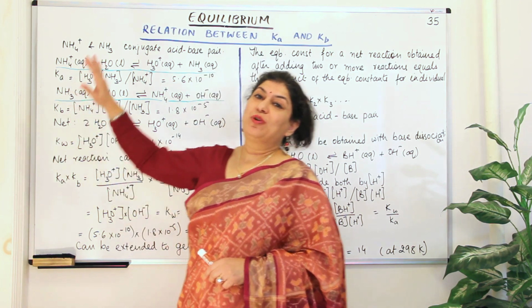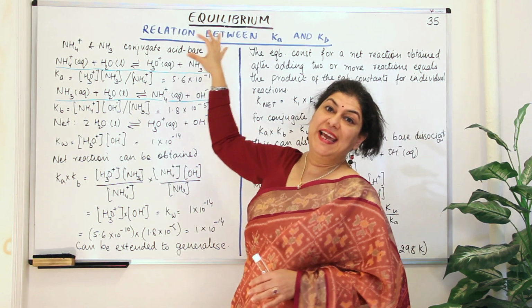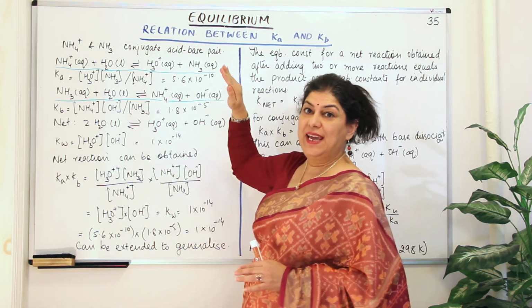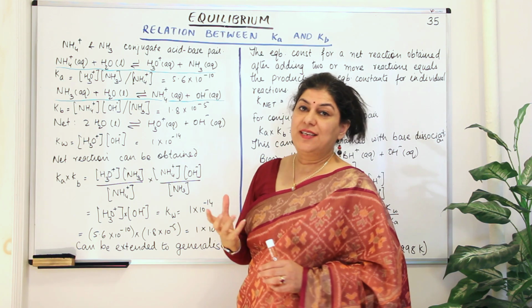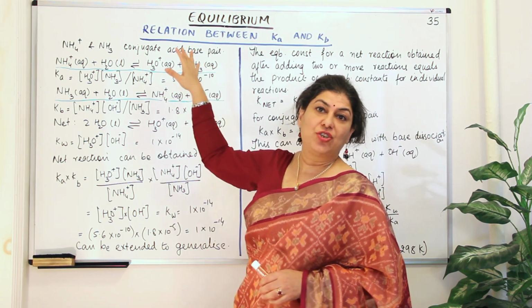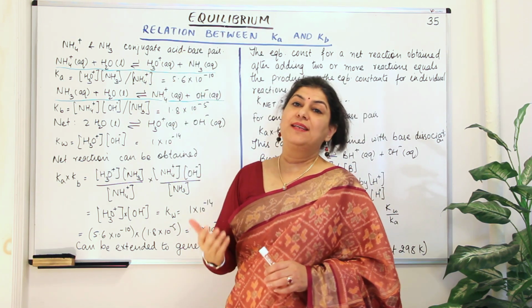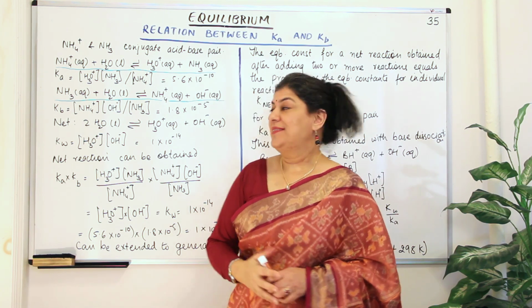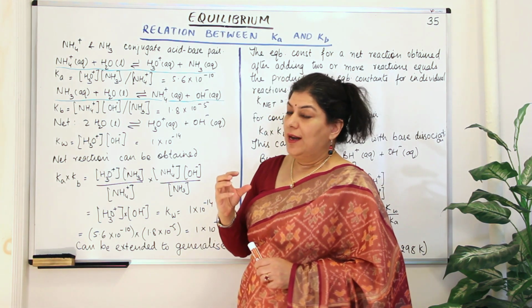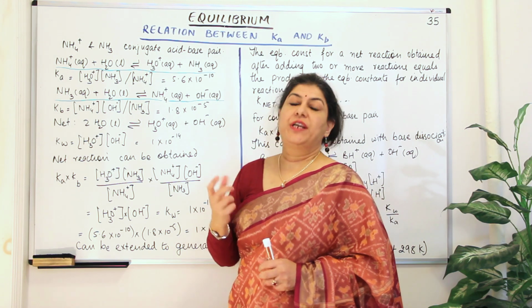In this video, I'm going to tell you the relationship between Ka and Kb, where Ka and Kb are the ionization constants. Ka is the ionization constant for acids and Kb is the ionization constant for bases. What is an acid-base conjugate pair?